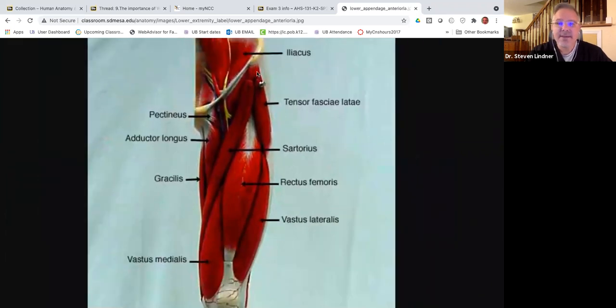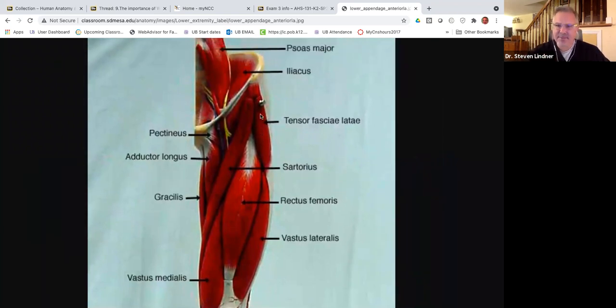Okay, the TFL, tensor fascia latae, that's a hip abductor. It brings the hip out to the side, but because a portion of the muscle is anterior, it can flex the hip as well.